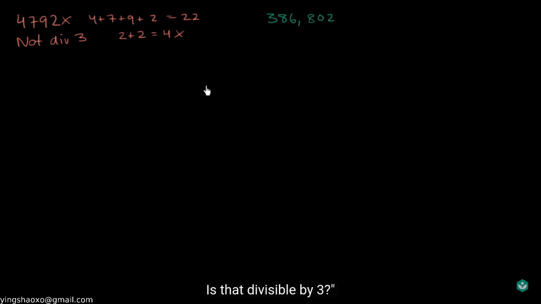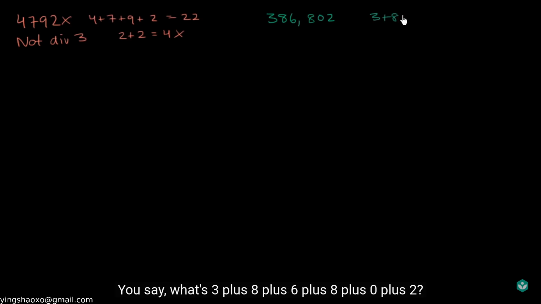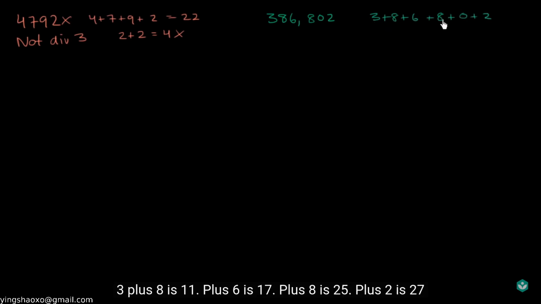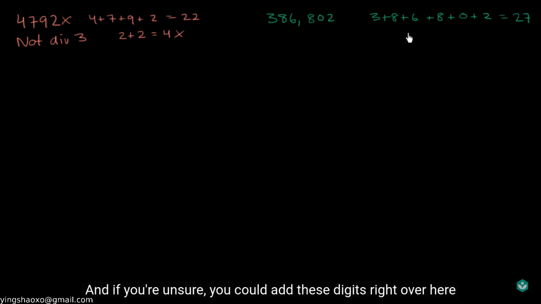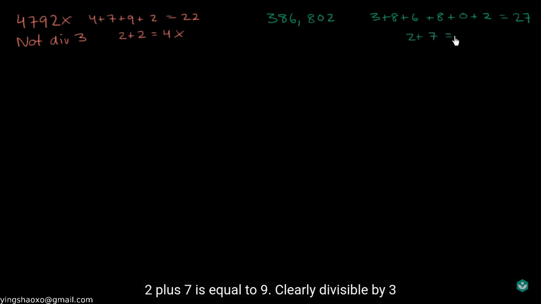386,802. Is that divisible by 3? Well, you employ the same tactics. You say, well, what's 3 plus 8 plus 6 plus 8 plus 0 plus 2? 3 plus 8 is 11, plus 6 is 17, plus 8 is 25, plus 2 is 27. Well, 27 is divisible by 3. And if you're unsure, you could add these digits right over here. 2 plus 7 is equal to 9. Clearly divisible by 3, so this is divisible by 3 as well.